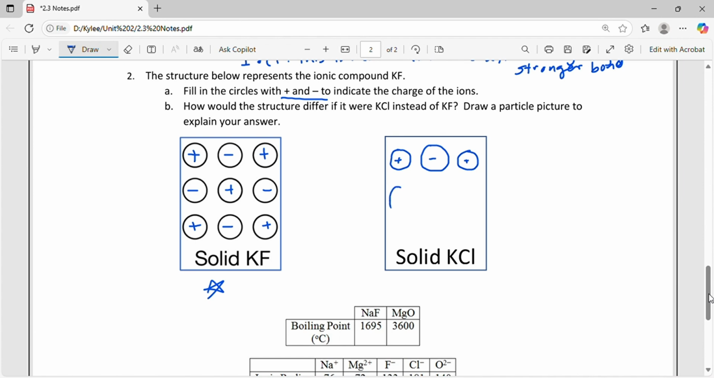And then again, we would start the second row with a chlorine. Then we'd have our potassium. Then we'd have another chlorine. And then this next row is going to repeat what we saw in the first row. So I should have a positive, then the chlorine bigger and negative, and then my positive again. The key though is the difference is that chlorine has a larger radius, and we want to make sure that we represent that in our diagram.